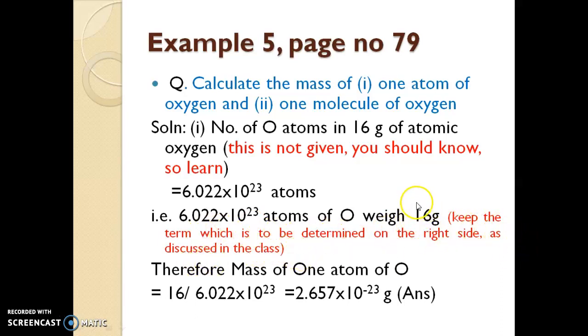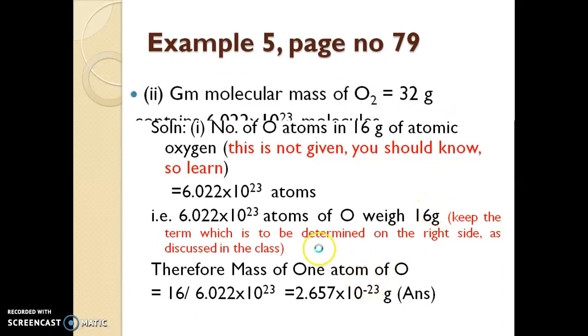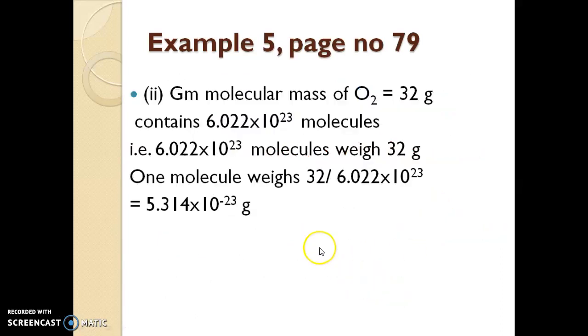Keep the term which is to be determined on the right side, as discussed in the class. I have already told you, whatever you have to find out, that term is to be taken on the right side. If you have to find out atoms, take atoms on the right side. If you have to find out the weight, you take weight on the right side. So similarly you can get. This is the second question. For the next portion, follow the second video.